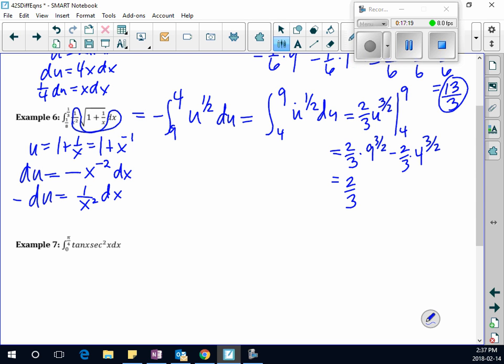So this is times 27, and then the square root of 4 is 2, so that's times 8. So 54 over 3 subtract 16 over 3 is 38 over 3.